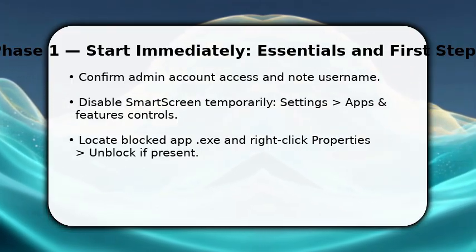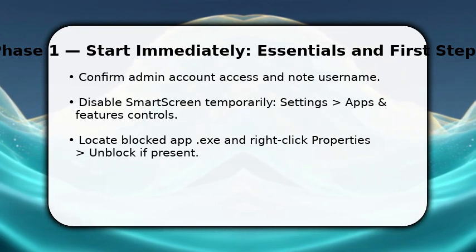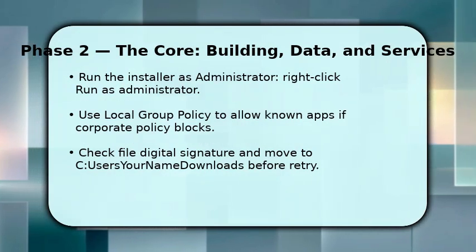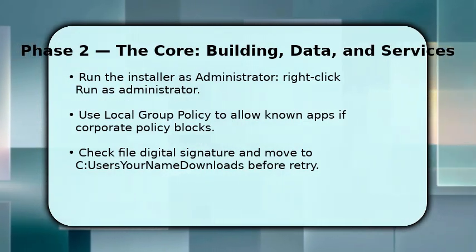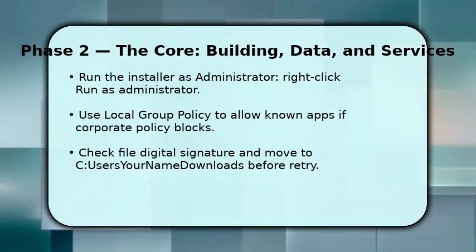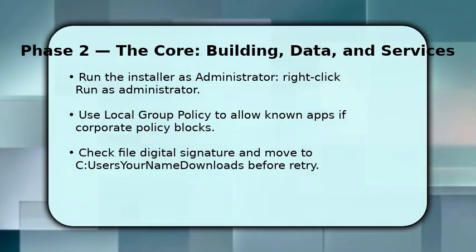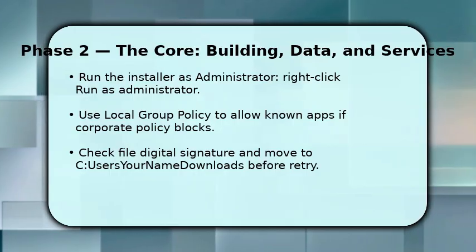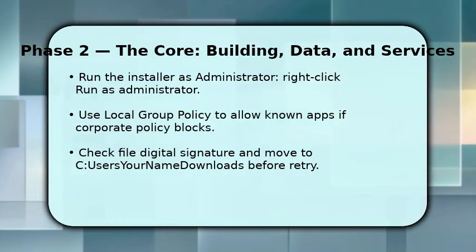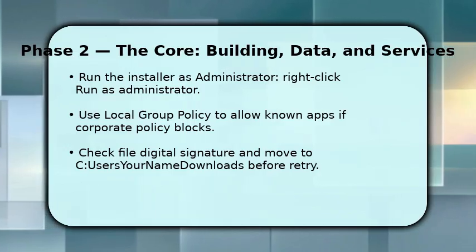Now, elevate permissions explicitly by right-clicking the installer and choosing Run as administrator. Doing this grants the installer the rights it needs to write system files. If group policy enforcement blocks it, open gpedit.msc and navigate to administrative templates for Smart Screen or AppLocker and adjust rules. Make sure corporate policy allows this binary.